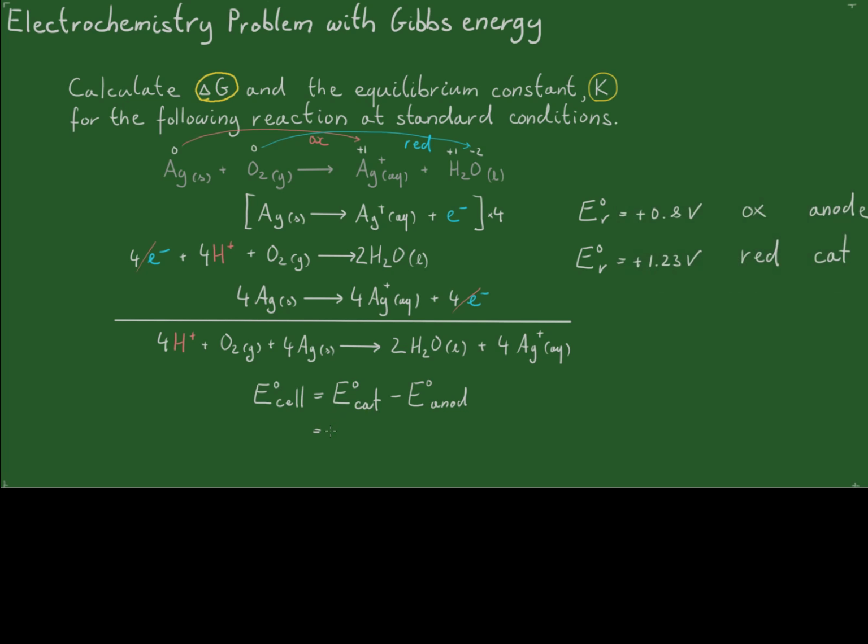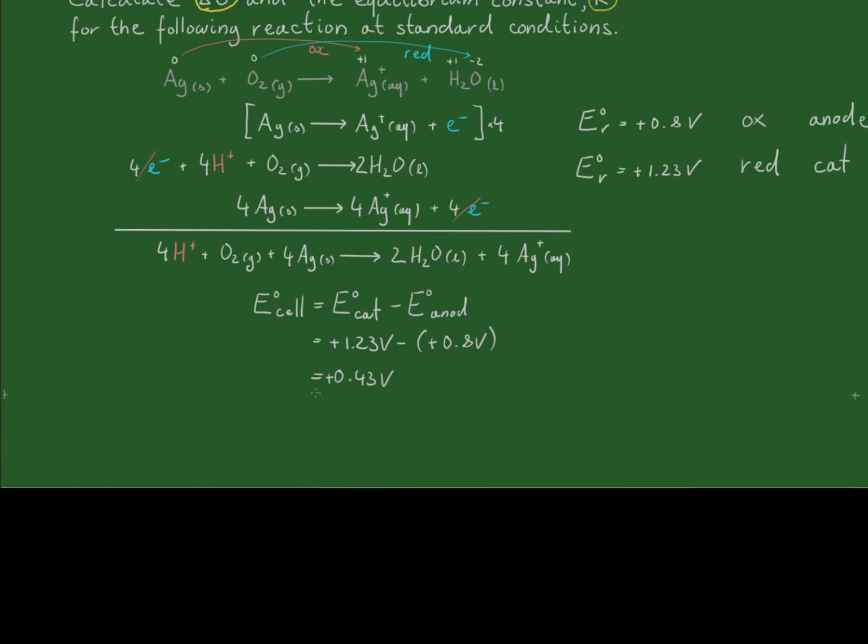So now we can say plus 1.23 volts minus plus 0.8 volts gives me positive 0.43 volts. Fantastic! I finally have a numerical value. How can I use it? Well, there is a formula that relates E naught to delta G. And luckily, it's a relatively straightforward formula. It says delta G equals negative N multiplied by F multiplied by E naught.